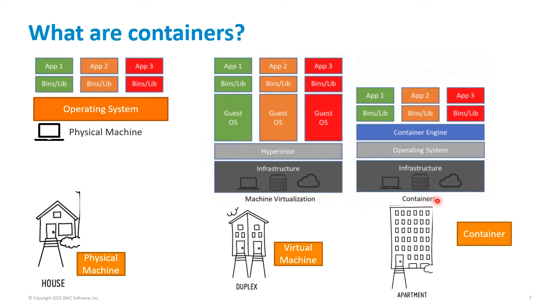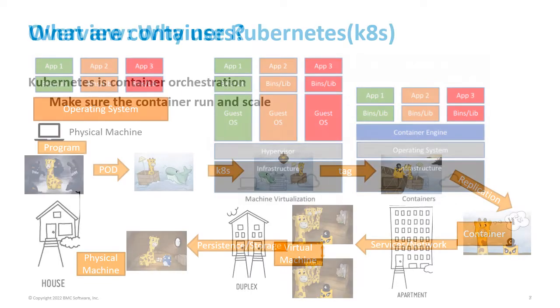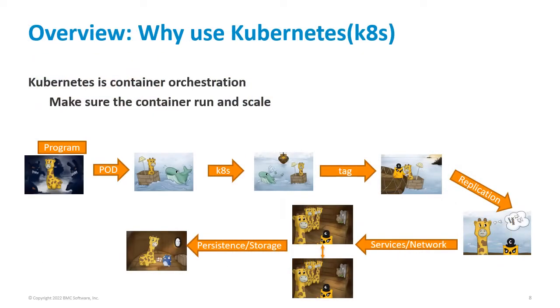In a container environment, you have the infrastructure and the operating system, and then you have the container engine, which picks and chooses the core functions of the operating systems, and that allows the applications to run in an isolated environment side by side. A container provides an isolated environment in which an app, together with its environment, can run.